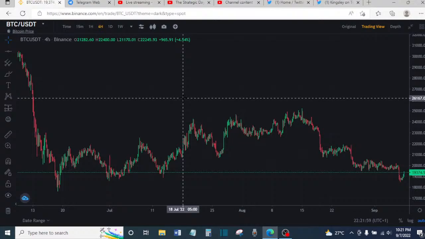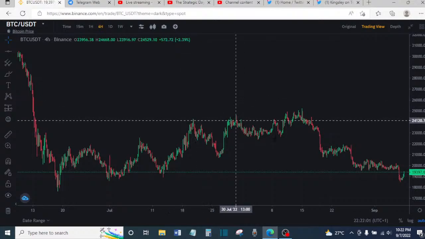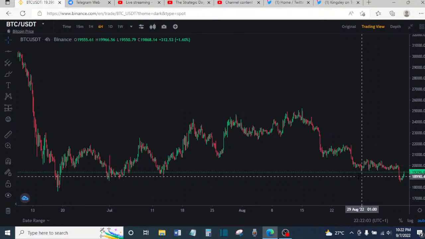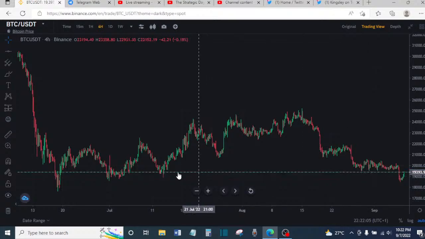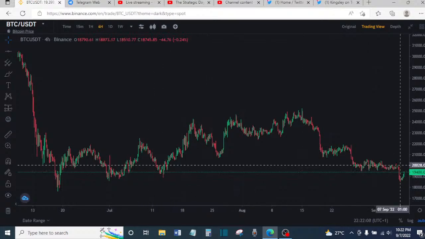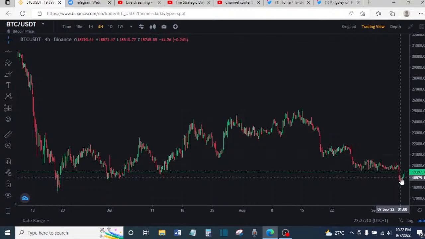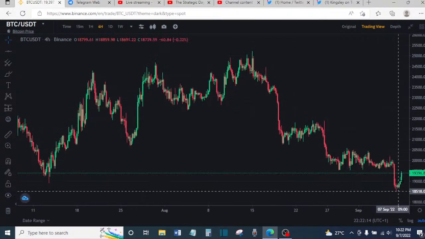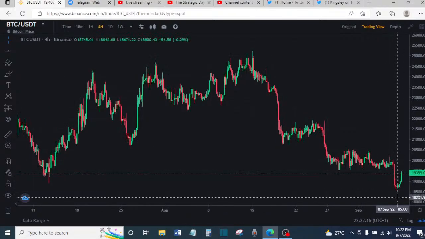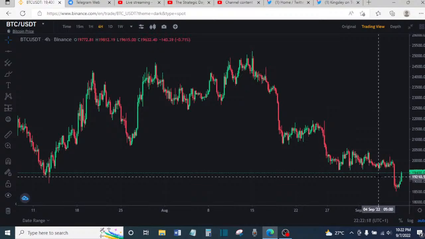All right, so for those that have been following me keenly, I believe they don't have any problem with this move that happened here and why we have a bounce. Okay, this bounce that happened.